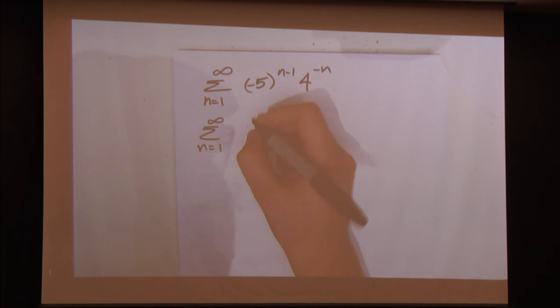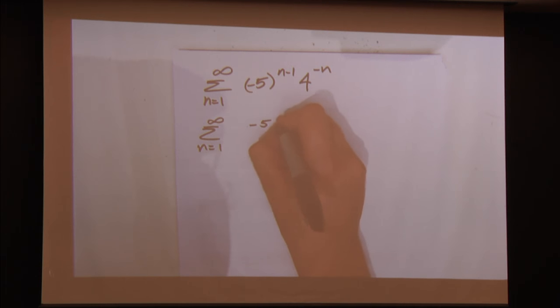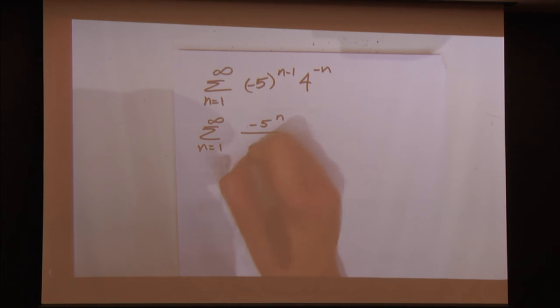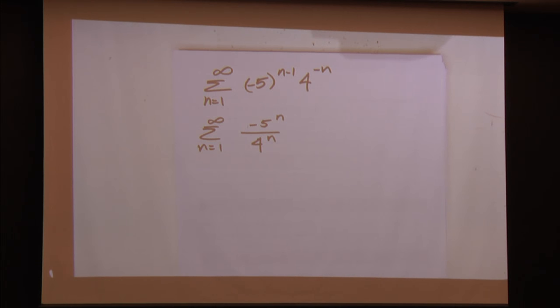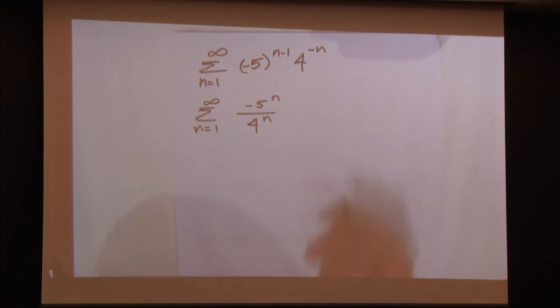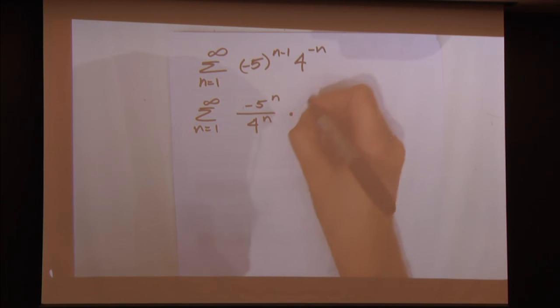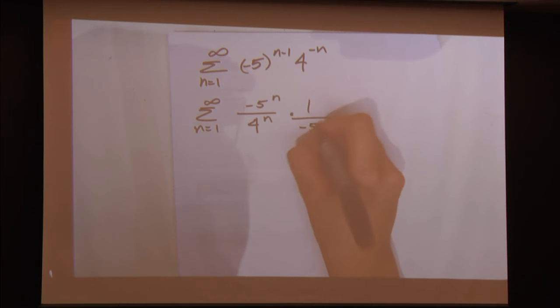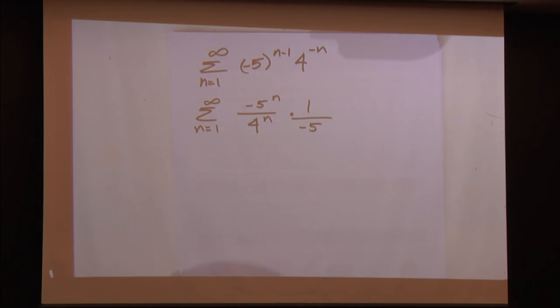We have -5 to the n, 4 to the n. And you're like, but wait, you added an extra 5. That is true. I did. I also added an extra -1, in case you didn't notice. If we add it to the top, then we have to pull it out on bottom. We're good. Life is happy.